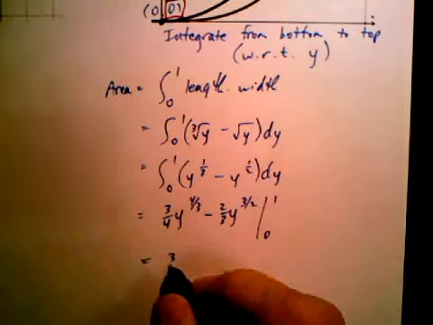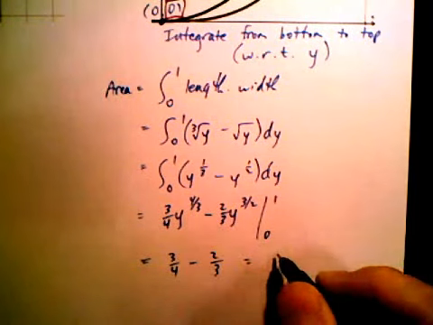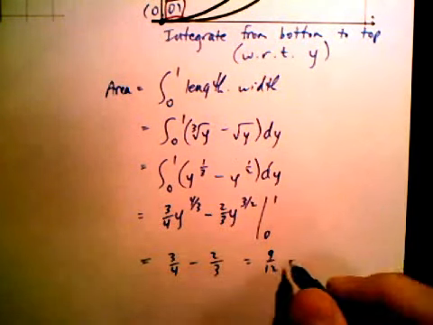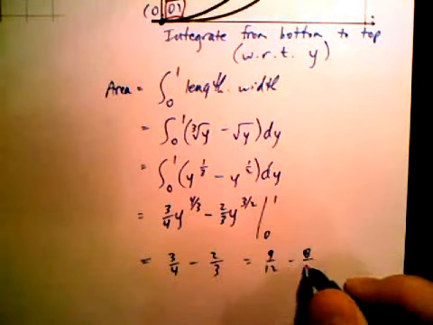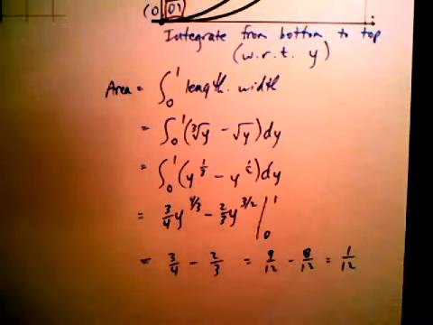This is actually not that bad, because it's a 1 and a 0. We just get 3/4 minus 2/3, which is 9/12 minus 8/12, and you just get 1/12. There you go.